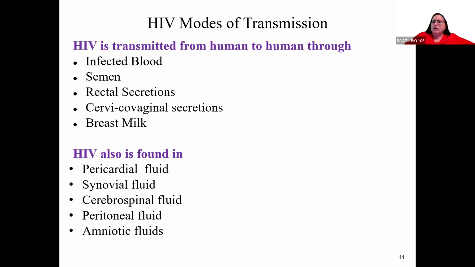So HIV is also found in pericardial fluid, which is the fluid around the cardio area. Synovial fluid, that's your fluids in your joints. Cerebral spinal fluid, that's the fluid around your spinal cord. Peritoneal fluid, that's the fluid within your abdominal cavity. And amniotic fluid, that's the fluid that the fetus lives and grows in.